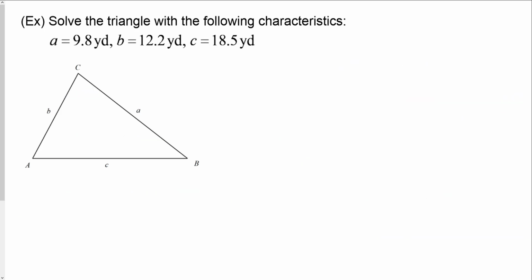Next up, solve the triangle with the following characteristics. So side A in this case is 9.8 yards. Side B is 12.2 yards. And side C is 18.5 yards.